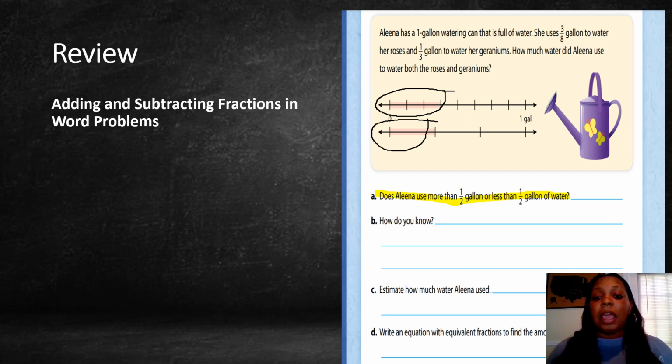We could see that this is a little over 1/2 gallon. If we don't want to use the visual, we can go in and we can try to add the two fractions. So we have 3/8 and we have 1/3.